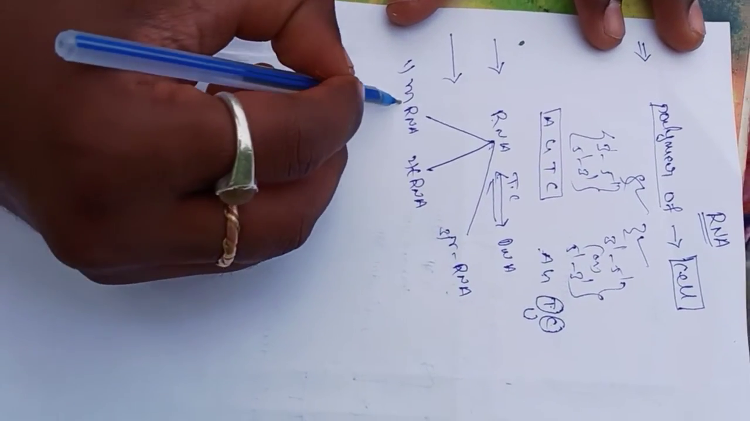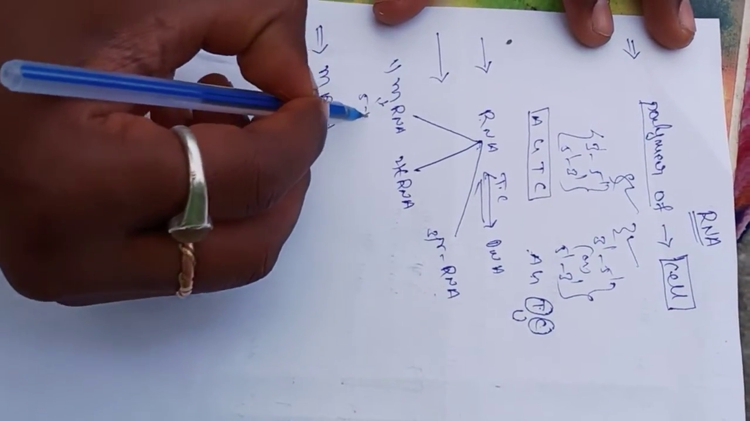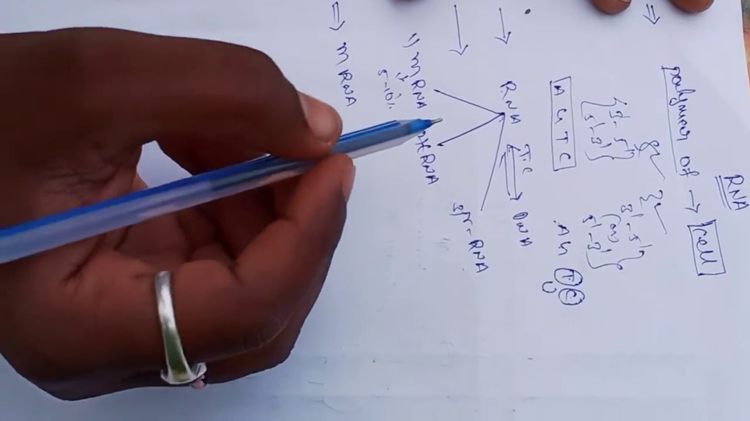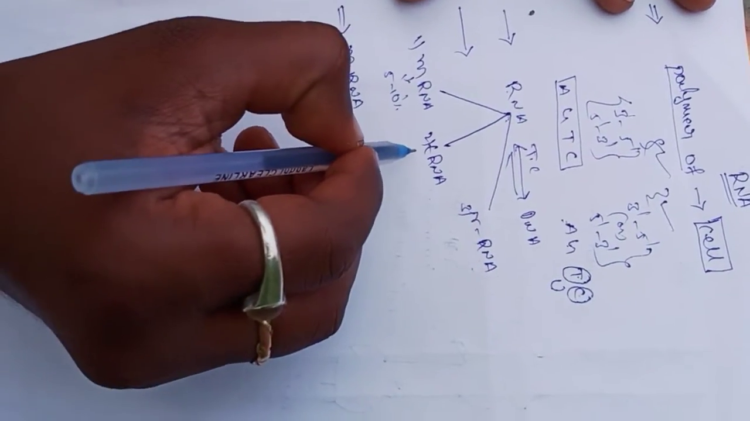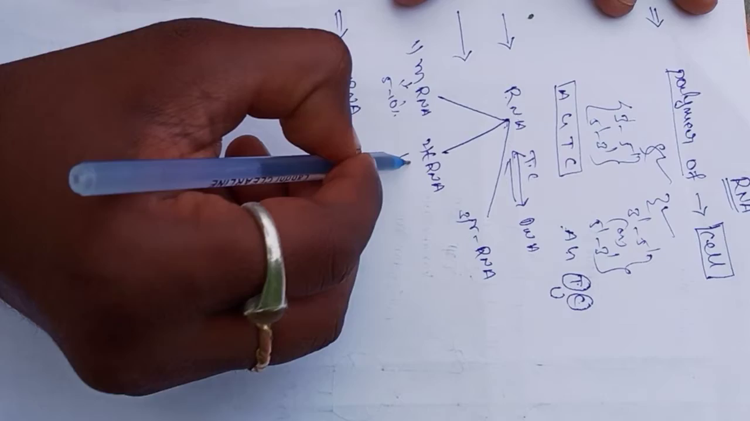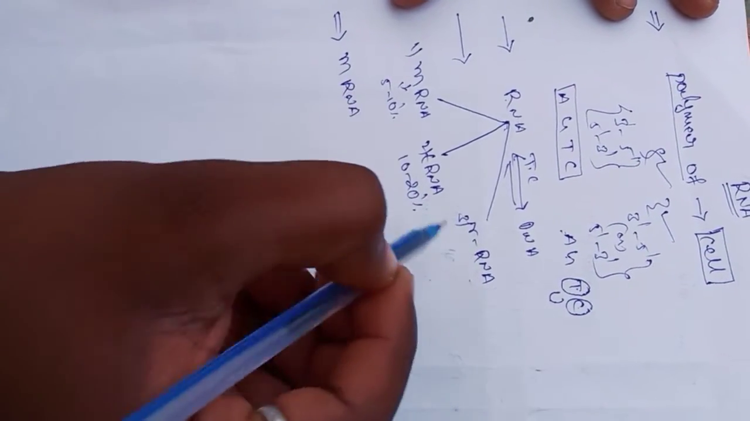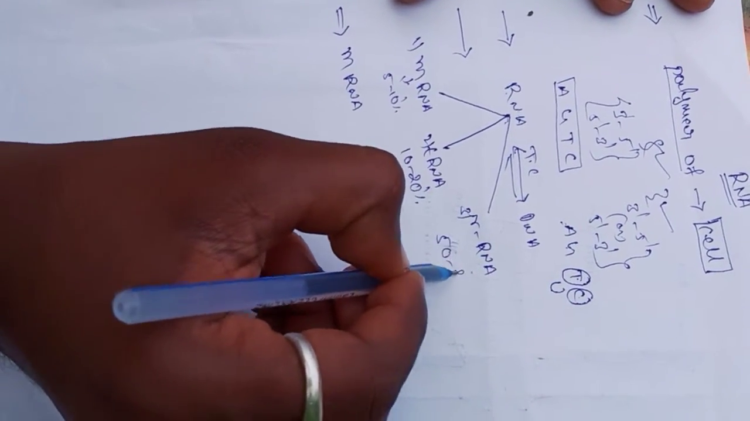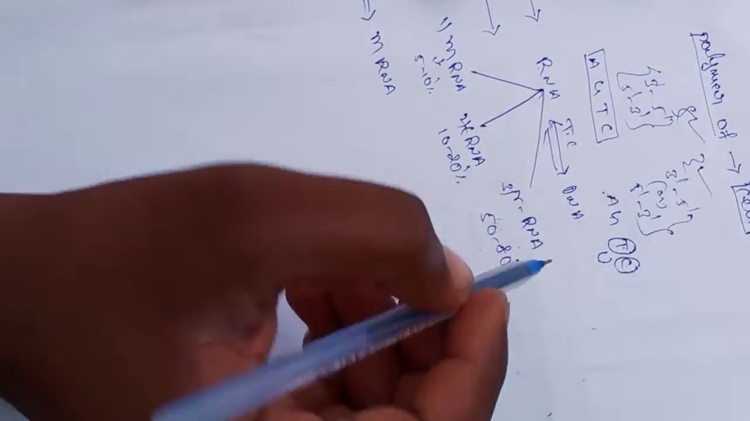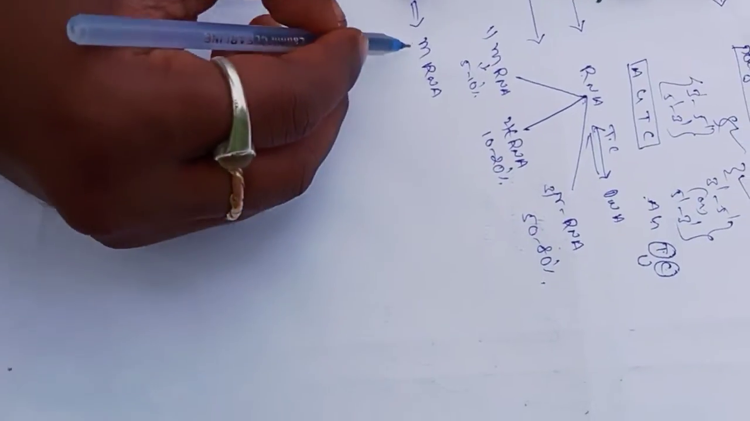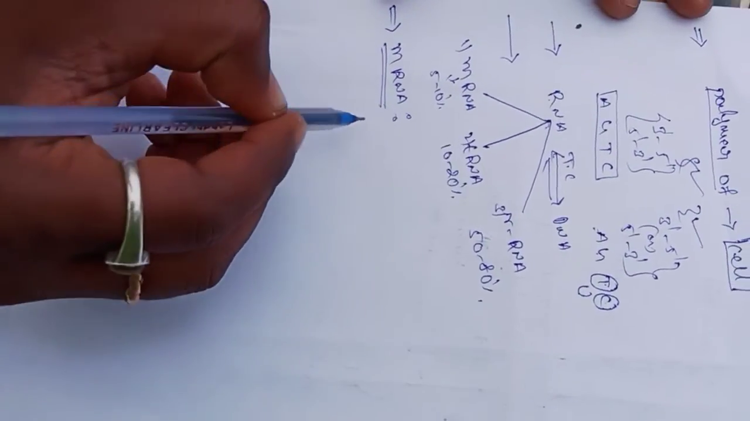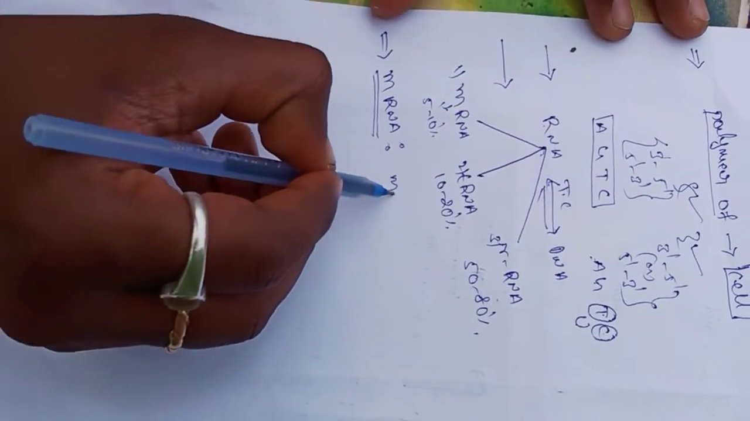The mRNA occupies 5 to 10% of the RNA in the nuclei. The next one, tRNA, is 10 to 20%. The next one, rRNA, occupies 50 to 80% of the RNA structure. So first we discuss about the mRNA. What is the mRNA? Messenger RNA.